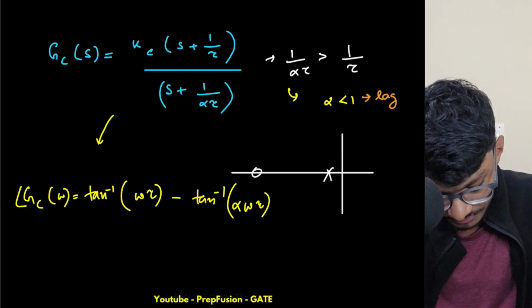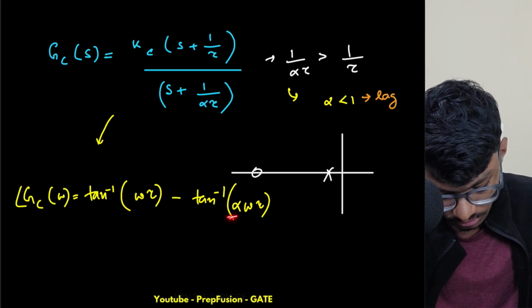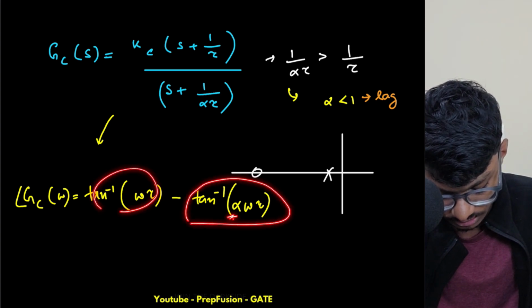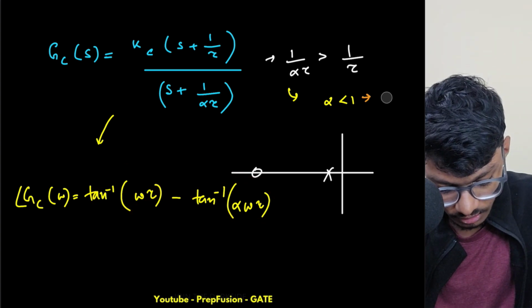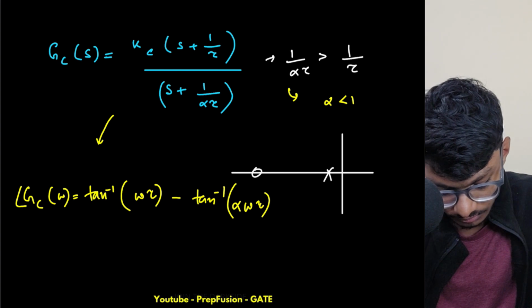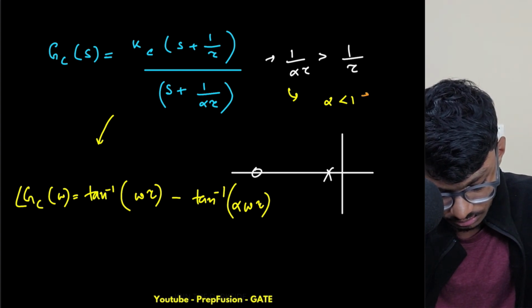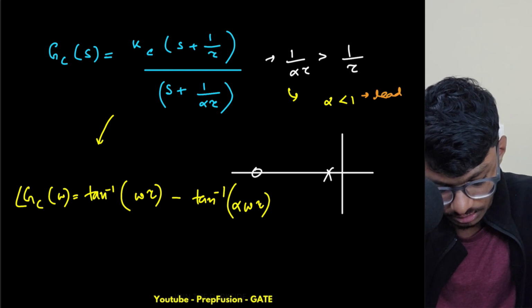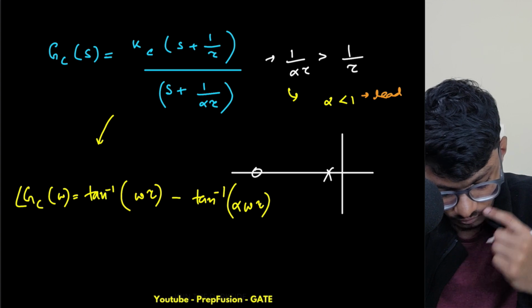Okay, so if alpha is less than 1, then what will happen? This is less than 1, so this will be lesser than this, so the angle will be positive. Okay, I made a mistake over here, sorry. For alpha less than 1, this will be lead compensation. So my 1 by alpha tau is greater than 1 by tau.